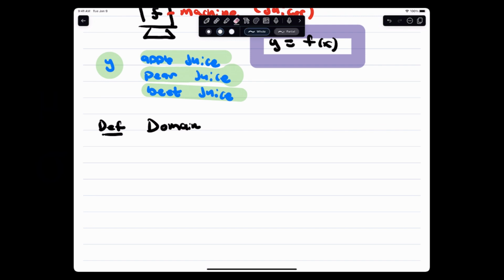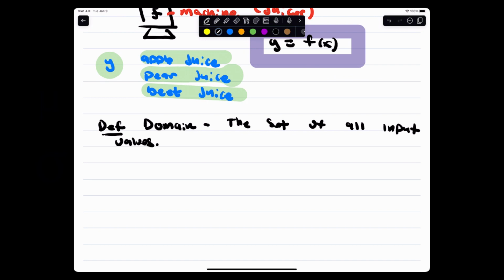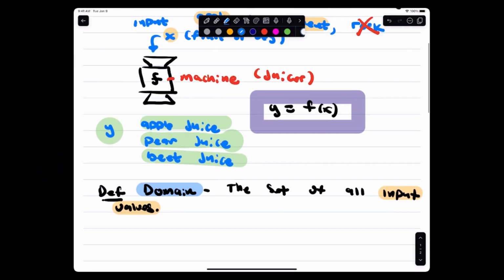So you might say, hey, what's the domain of a function, right? And that is the set of all input values. Okay, that's in your domain. So you say, wow, an input value? Yeah. The set of all input values, okay?